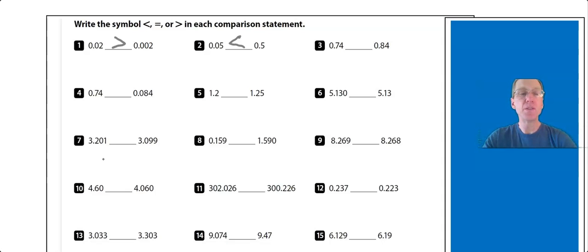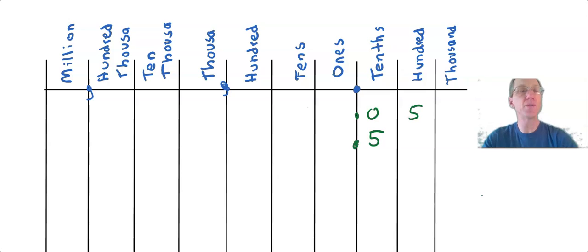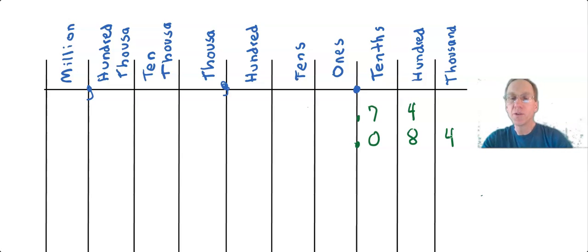Let's find one that might be kind of tricky. Oh, look here at number 4. This is 7/10ths and 84/1000ths. That could be potentially tricky. Again, if you put it on a place value chart, it won't be. It's super easy. So we had 7/10ths, and then we had 84/1000ths. If you go to a place value chart, let's look at it.